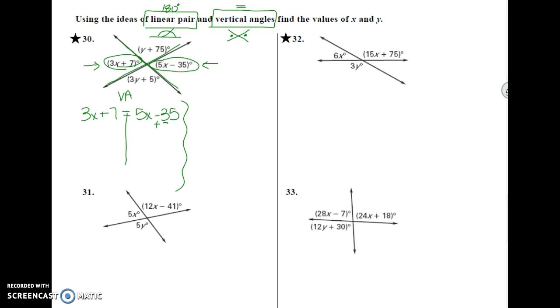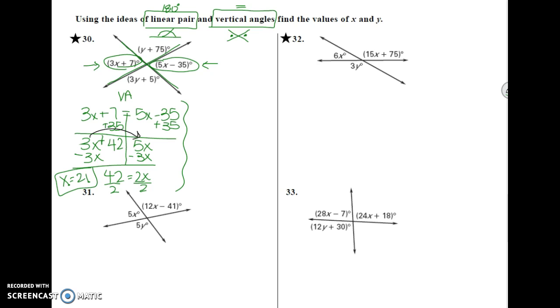I will add 35 to both sides. I like to add whenever possible. 3x plus 42 is equal to 5x. That means that I have to take the 3x and move it back to the other side. So I will minus 3x to both sides. 42 is equal to 2x. Divide by 2. So x is equal to 21.